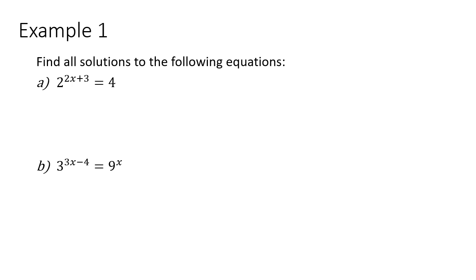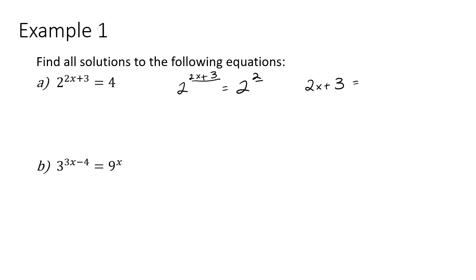Starting with part A, we've got 2 to the 2x plus 3 power is equal to 4. So this is a like bases problem because you can write both sides as a power of 2 pretty easily, since 4 is 2 squared. And now, since both sides are a power of the same base, 2, their exponents have to be equal to each other.